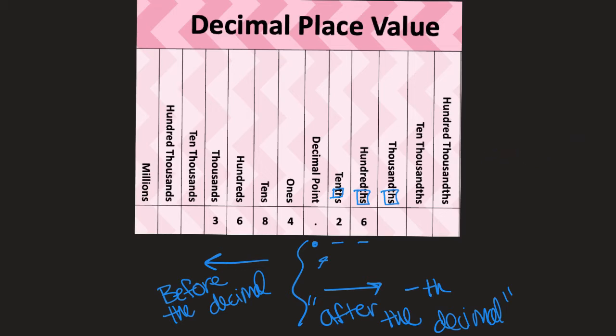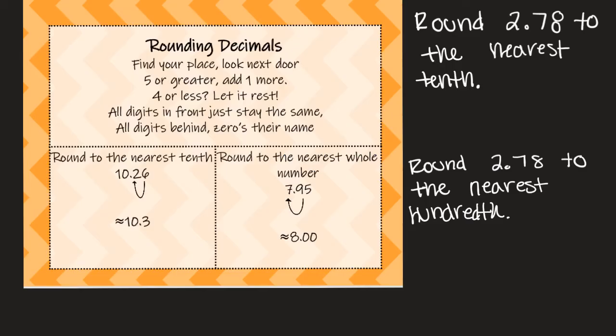So let's use that to practice our rounding. Okay, and here's a little rhyme you can remember. So find your place, look next door, 5 or greater, add 1 more, 4 or less, let it rest. All digits in front stay the same, all digits behind, 0 is their name. So let's say, I'll wipe this out for you. We'll practice this one together.